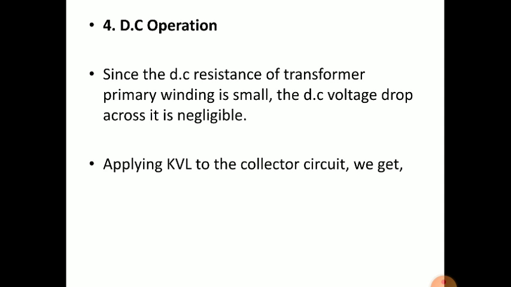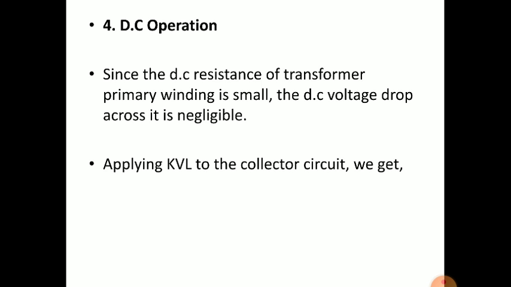For DC operation the winding acts as a short circuit, because the resistance is very small. The DC voltage drop across it is negligible: since V is equal to I into R, and the resistance is negligible, the voltage drop is also negligible.